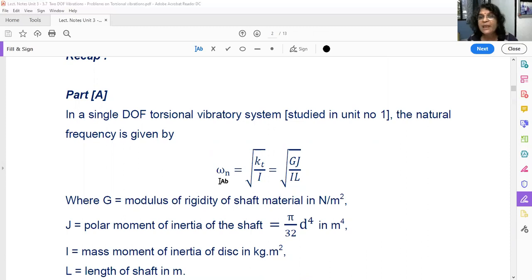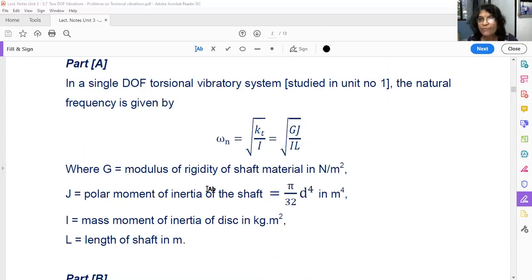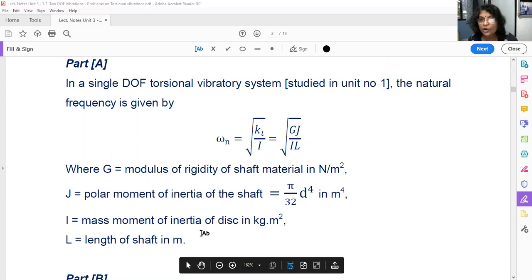That is given by omega n is equal to square root of kT upon I, where kT is the torsional stiffness and I is the mass moment of inertia of the rotor, which is also given by square root of GJ upon IL, where G is the modulus of rigidity of the shaft material, J is the polar moment of inertia of the shaft, I is the mass moment of inertia of the disc or rotor, and L is the length of the shaft.